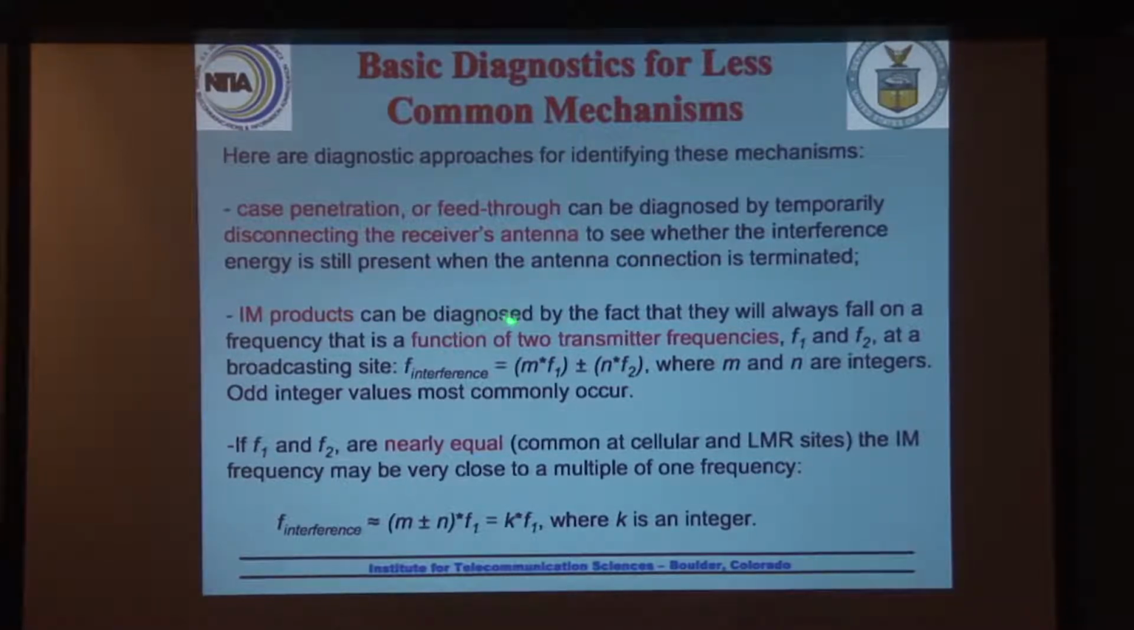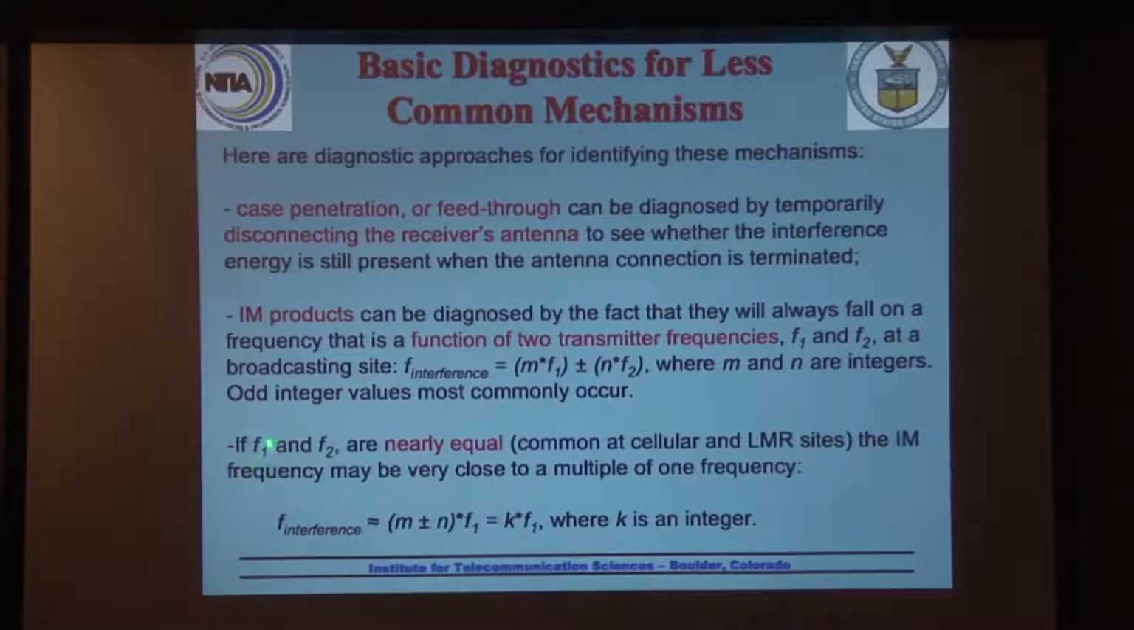Intermod products can be diagnosed by the fact that they always fall on a frequency that is a function of 2 transmitter frequencies. We'll call them F1 and F2. And typically this occurs at broadcast sites, both, as I said, either for television, land mobile radio, FM radio. But the frequency of the interference will be equal to an integer m multiplied by one of the frequencies, plus or minus an integer n multiplied by the second frequency. And the odd-integer values, again, occur most commonly.